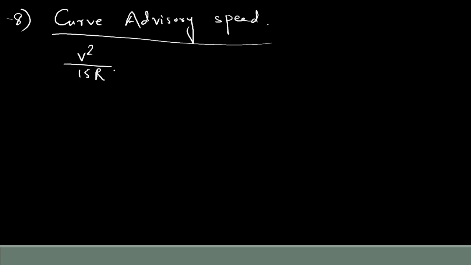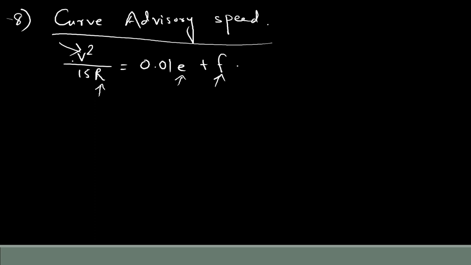Curve advisory speed. You will get more detail in geometric design when you study it. I think you all know V squared divided by 15R equals 0.01e plus f. This is a relation between superelevation, side friction, radius of curvature, and the velocity of the road, basically the velocity of the car.